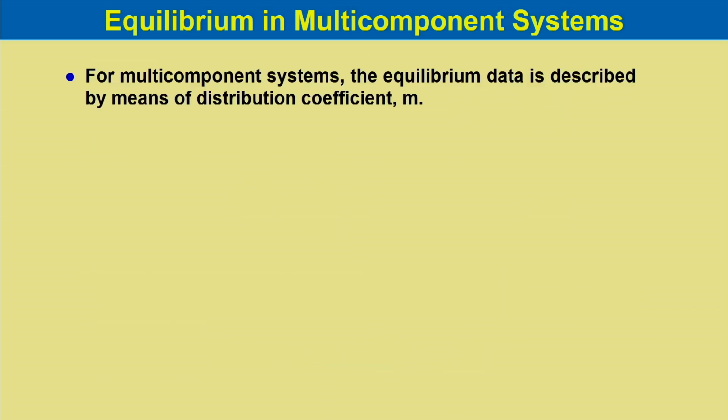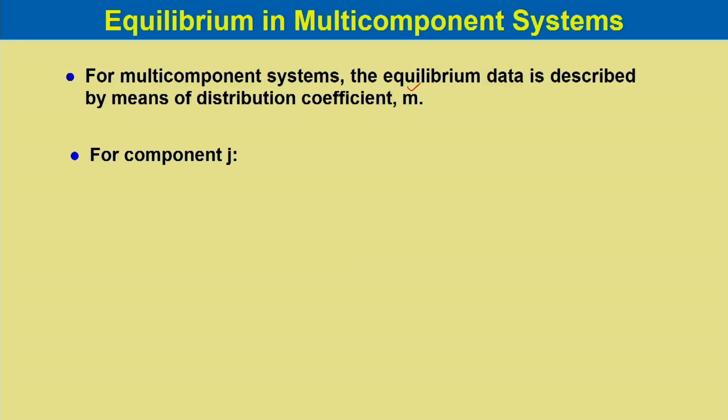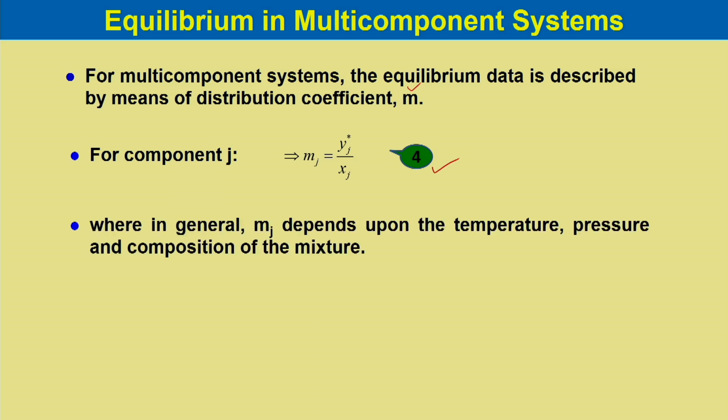For multi-component systems, the equilibrium data is described by means of the distribution coefficient, which is m. For component J, we can write Mj is equal to Yj* divided by Xj. So, this is defined by equation 4, where in general Mj depends upon the temperature, pressure and composition of the mixture.